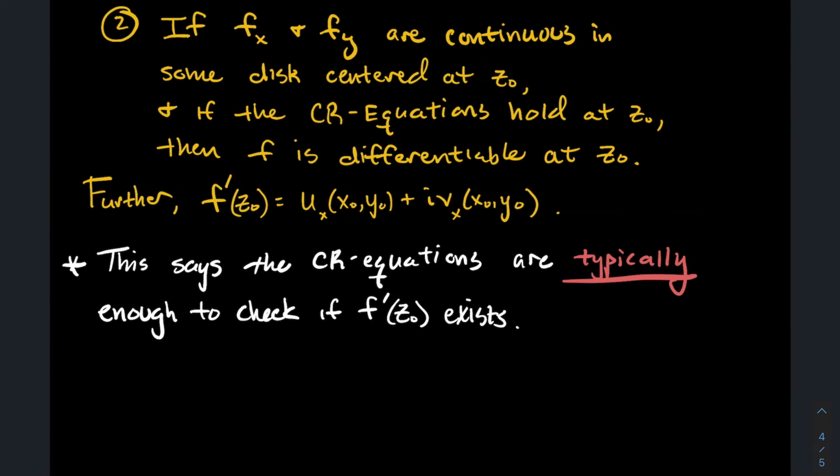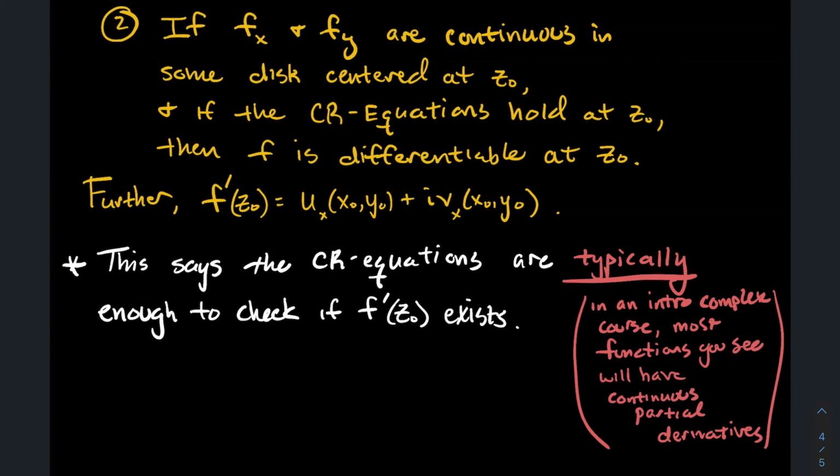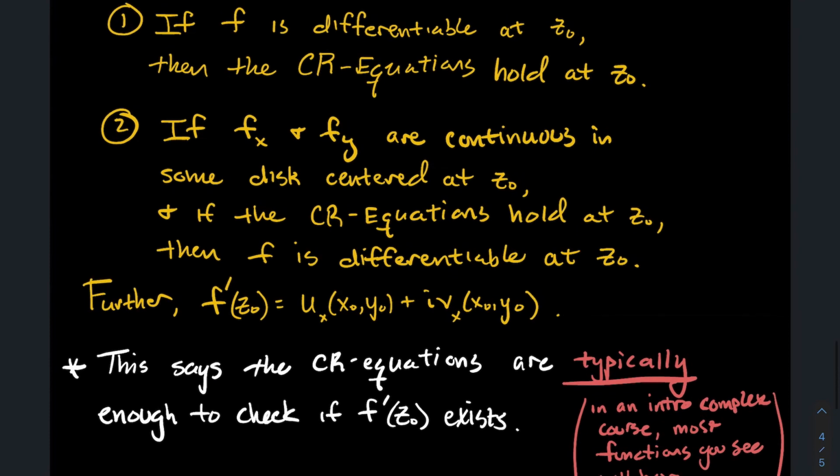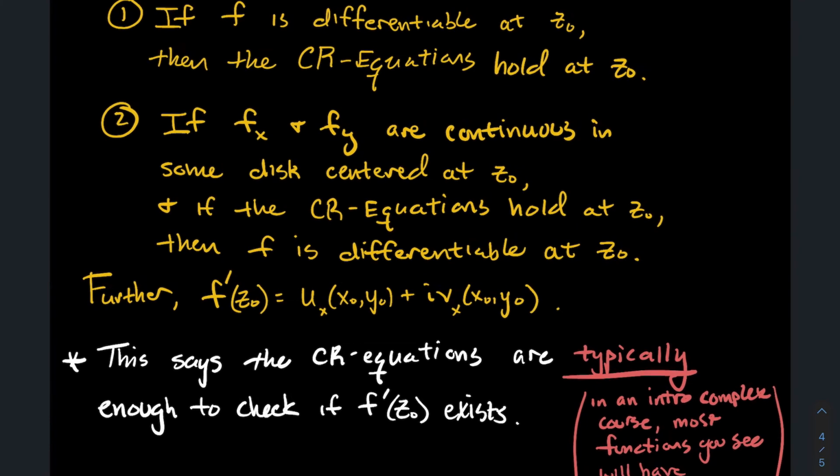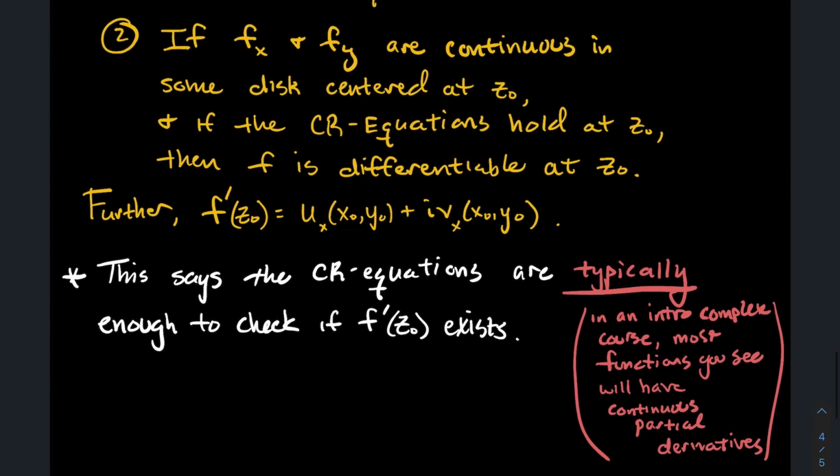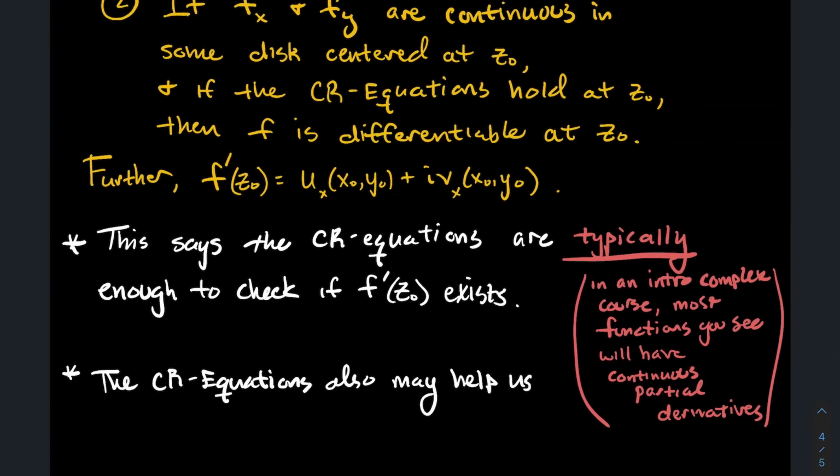What does typically mean? By typically, I mean in any intro to complex course, most of the functions you're going to deal with are going to have continuous partial derivatives around the point that you're interested in. If you were doing research on something, then that would probably be something you would need to check. But if you're just working an exercise from a book, most of those functions are pretty nice, so they typically satisfy that too. So in that case, if your function is nice like that, then the CR equations are equivalent to being differentiable, right? They're characterizations of each other. It's kind of cool.